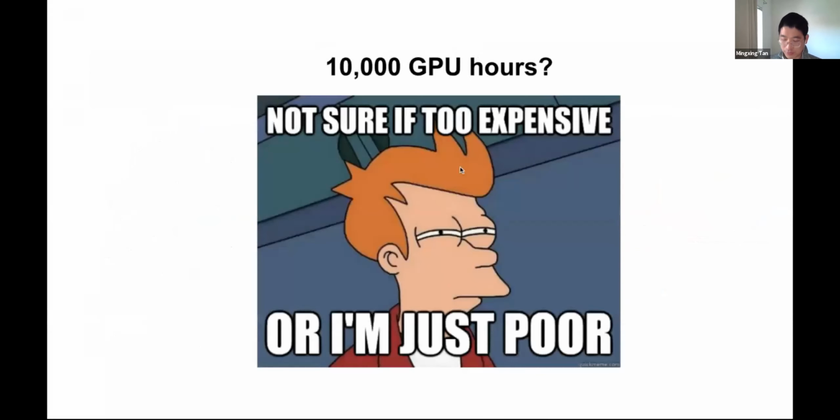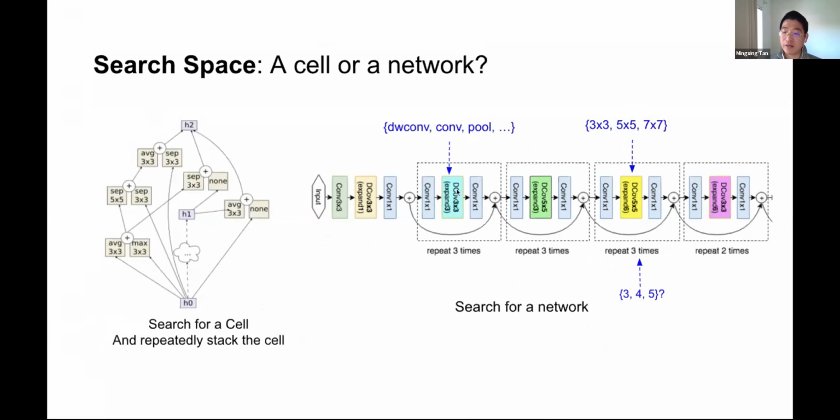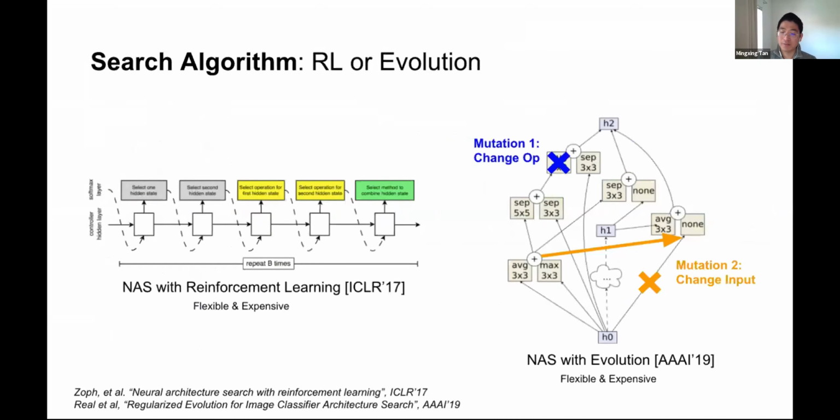Inside each layer, you can search some basic choices, like what should be the convolution, what should be the kernel size, how many times to repeat them, and what should be the channel size, and so on. So this layer-based search space is quite popular recently because it usually tends to have better efficiency and more flexibility.